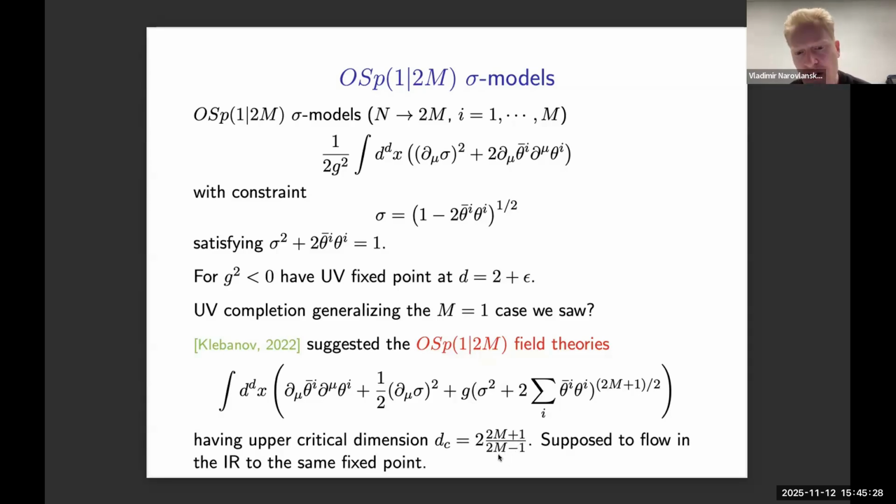So this also gives you a prediction for what is the upper critical dimension of the OSP 1-2m sigma models. It says that this is the upper critical dimension. And it would be nice to verify this. Okay, so this is something that needs to be verified.